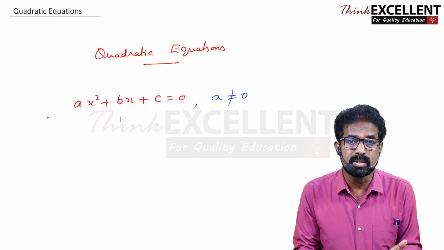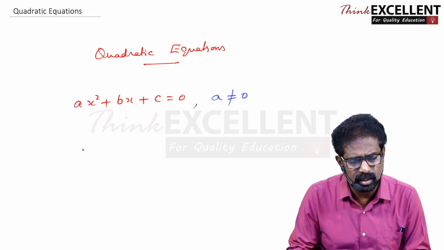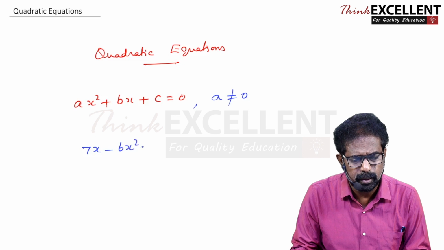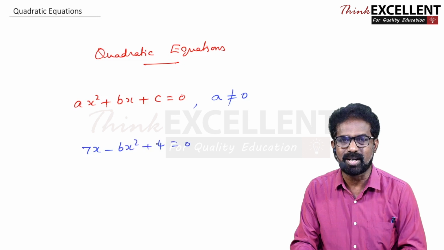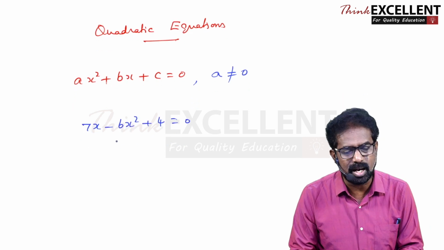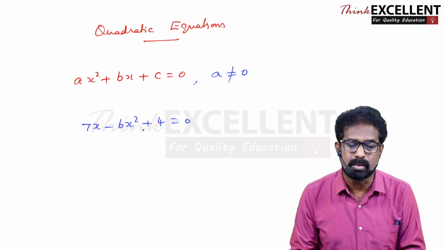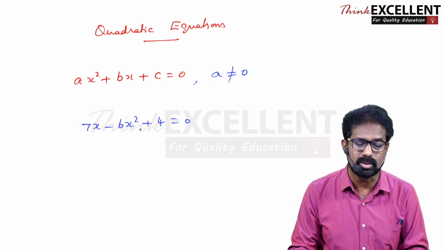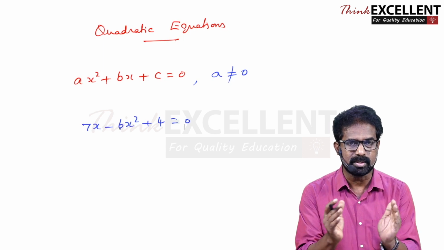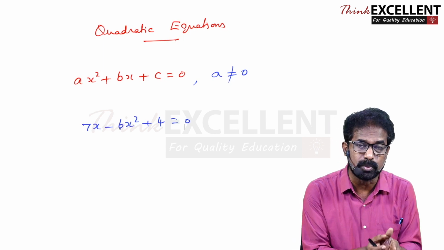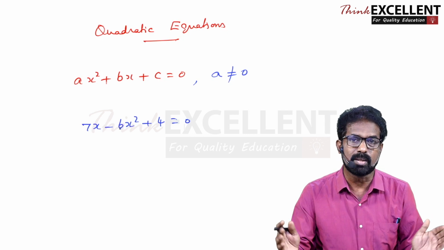Suppose an equation is given, you must know how to identify a, b, c. Suppose I am writing an equation 7x minus 6x square plus 4 equal to 0. What is the a value? 7? No. You have to write in order, right? Since it is an equation, if you want, you can change the sign throughout, that is, multiplying by minus 1. If I want a positive first term, I can do so. If it is a polynomial, P of x equal to something, you should not change the sign. But since it is an equation with right side equal to 0, throughout you can multiply by minus 1.